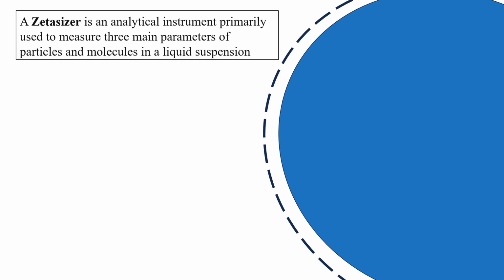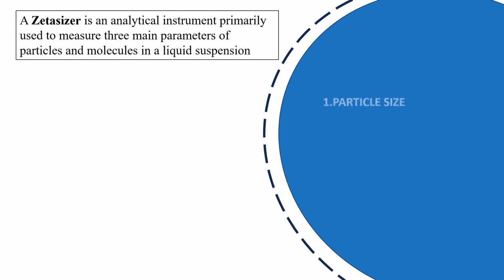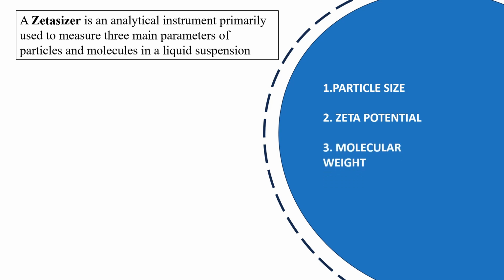A Zetasizer is an analytical instrument primarily used to measure three main parameters. The first is particle size, which is measured through the dynamic light scattering technique, also known as the DLS technique. Secondly, it measures zeta potential, which is measured through electrophoretic light scattering, or the ELS technique. And lastly, it measures molecular weight, which is measured by the SLS technique, or static light scattering technique. In this video, we will go through a detailed analysis of how a Zetasizer measures the particle size only.